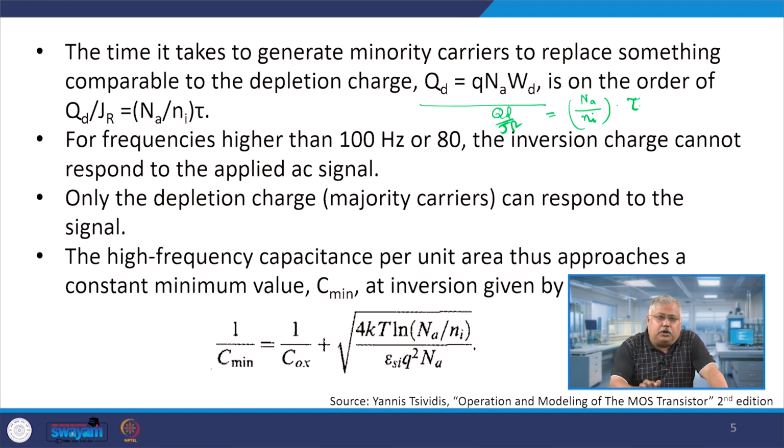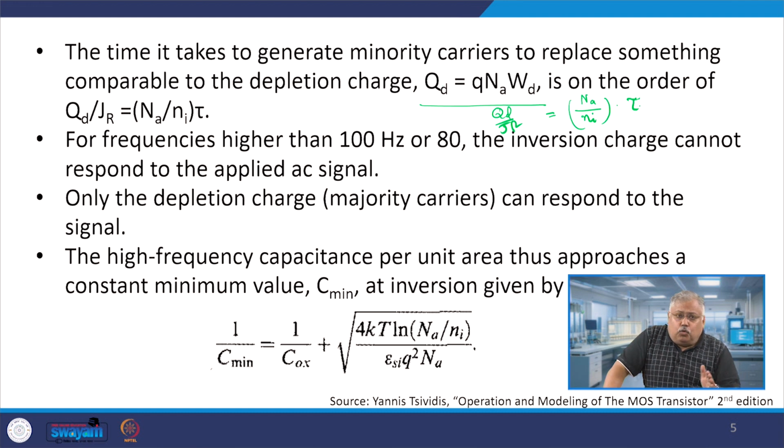Let us come to point number 2, that any frequency higher than 100 hertz or approximately 80 hertz, around 80 to 100, actually till 150 depending upon the type of device you are taking, the inversion charge cannot respond to the applied AC signal. That is quite interesting, that such a low frequency somewhere between 80 to 150 is the reason why you have a very reduced response to an applied AC signal.